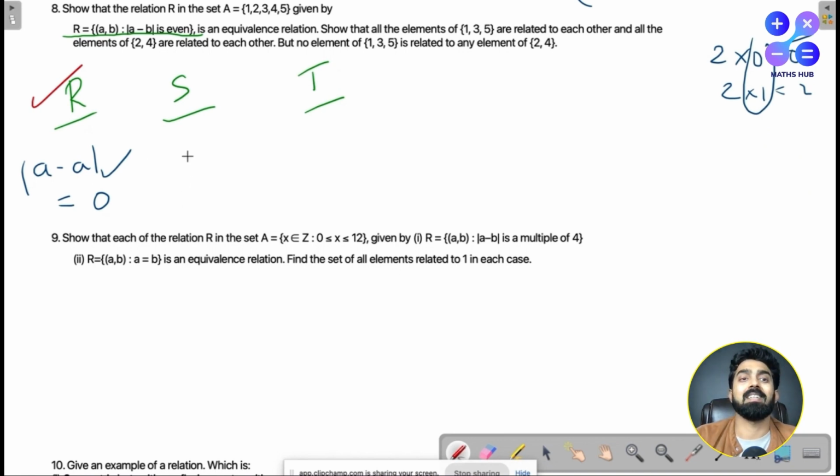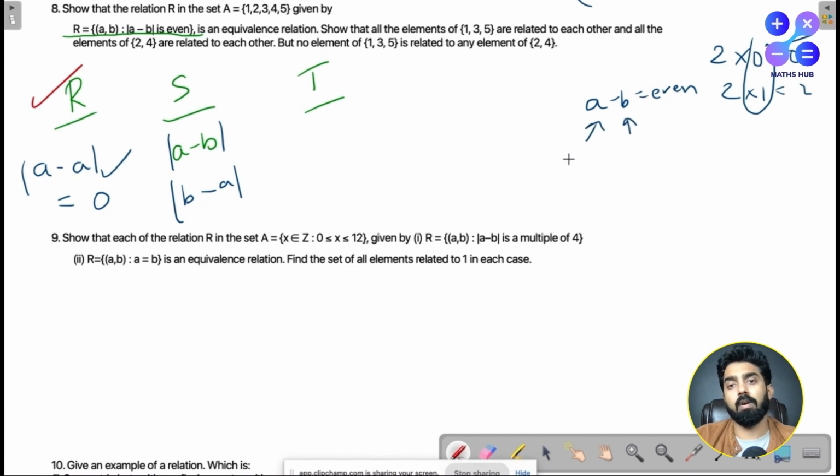Is it symmetric? So if a minus b is even, will b minus a be even? Yes, it will be. We have learned this in one of the previous chapters. If a minus b is even, that means either both are even or both are odd, right? If you swap the places, you'll still have the same value.